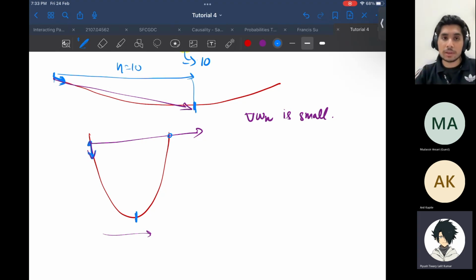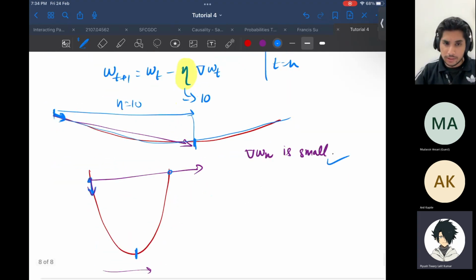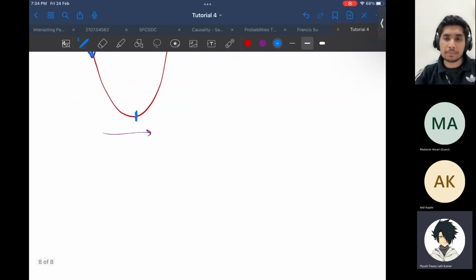So I hope that I'm able to articulate myself. If your best eta is a large number, then that means your gradient must be very small and you are in some sort of flat regime, something like this. So this will be the correct option. This is just a simple, common sense question. If you have any questions, you can ask me and I will clear that question. Clear your doubt.